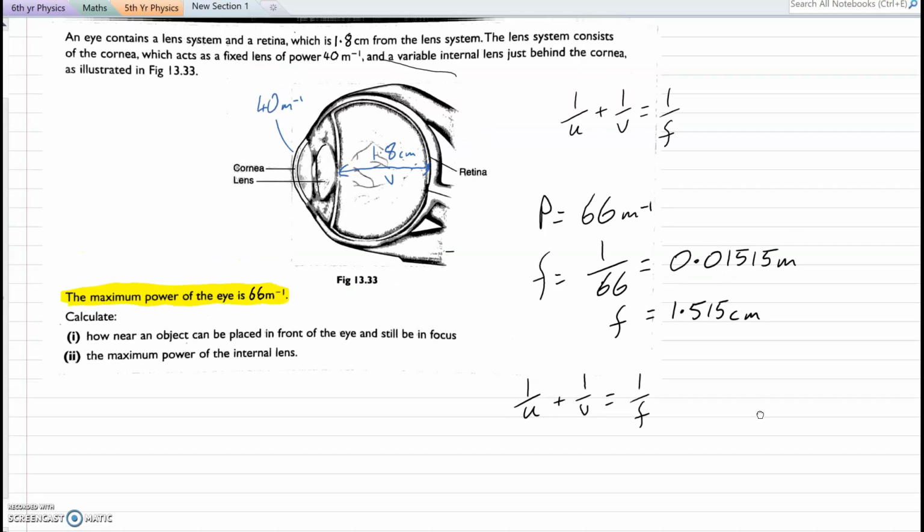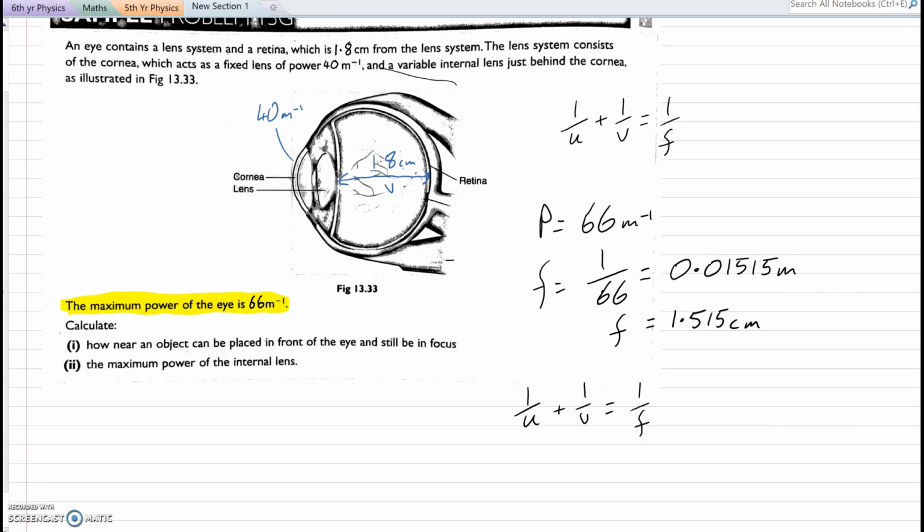So let's fill in what we know here. Now, this is where we need to go back to our question. This 1.8 centimeters here is our image distance, so that goes in down here. So we have 1 over 1.8. We know the focal length, 1 over 1.515. You'll notice that both of these measurements are in centimeters. That has to be the case. And then what we don't know is the object distance.